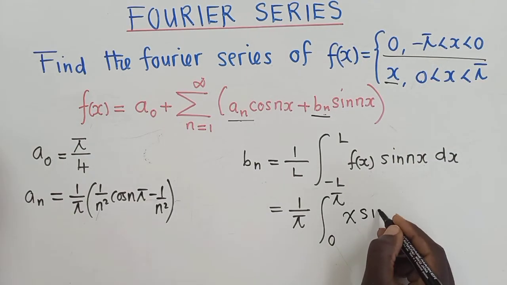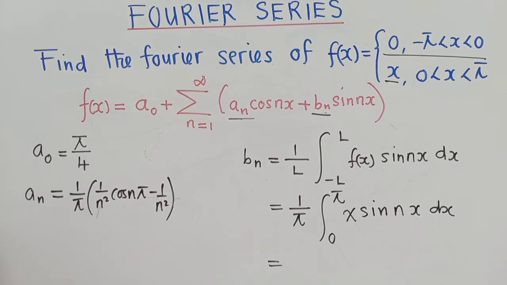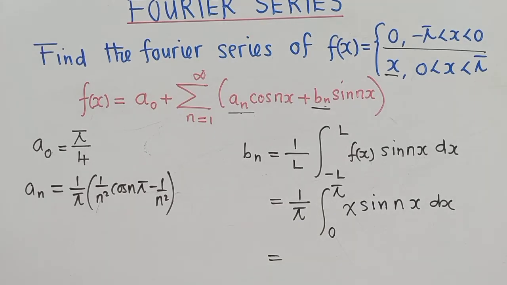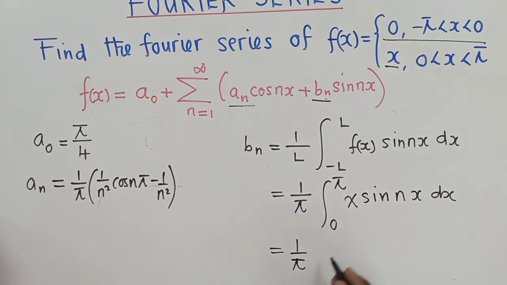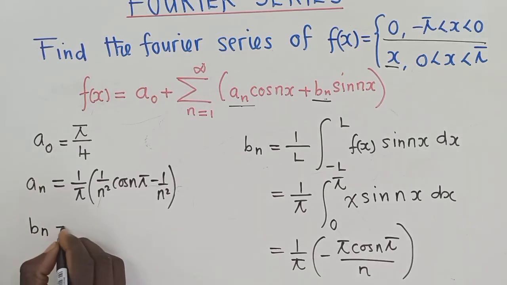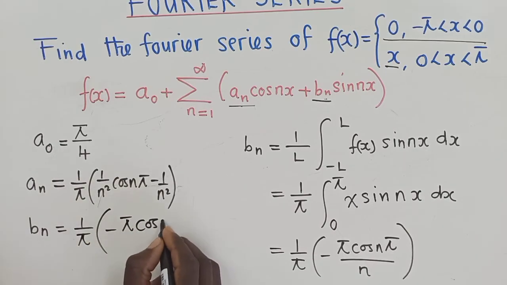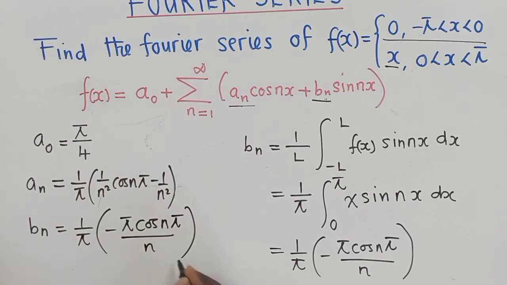We have x sine nx dx. We also integrate using the by parts method. And when we integrate using the by parts method, the answer that we are getting will be something like this. This is what we are getting over n. Okay, so our b sub n is equal to 1 over pi times negative pi cos n pi over n. So we have what we need.